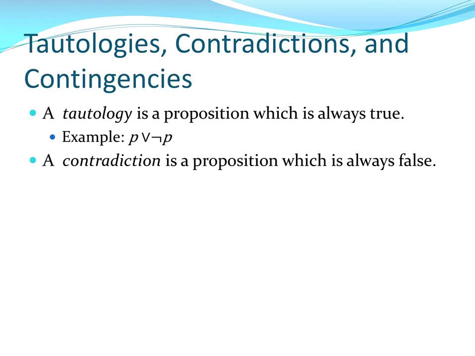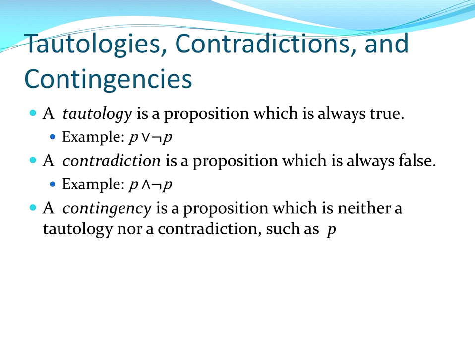A contradiction is a proposition which is always false. And the example here is P and not P. Since one of P and not P is always false, and the conjunction requires both to be true, then this compound proposition is always false.